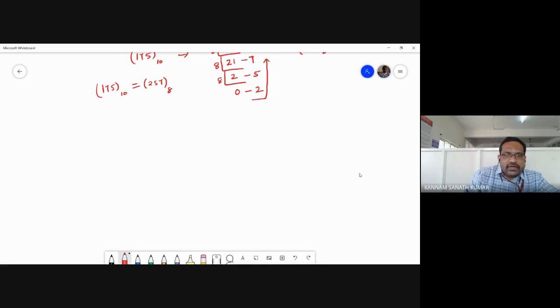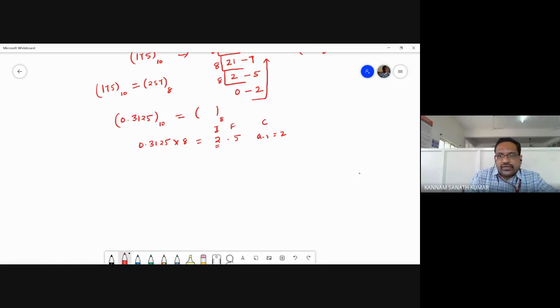Suppose you are taking a fractional value, 0.3125 to the base 10. You need to convert it into octal. How are we converting? If it is a fractional value, you need to multiply with the radix. What is the radix? 8. So 0.3125 into 8 gives you 2.5. This is the integer value and this is the fraction value. What is the coefficient? Coefficient is a minus 1. You have to take out this one, a minus 1.